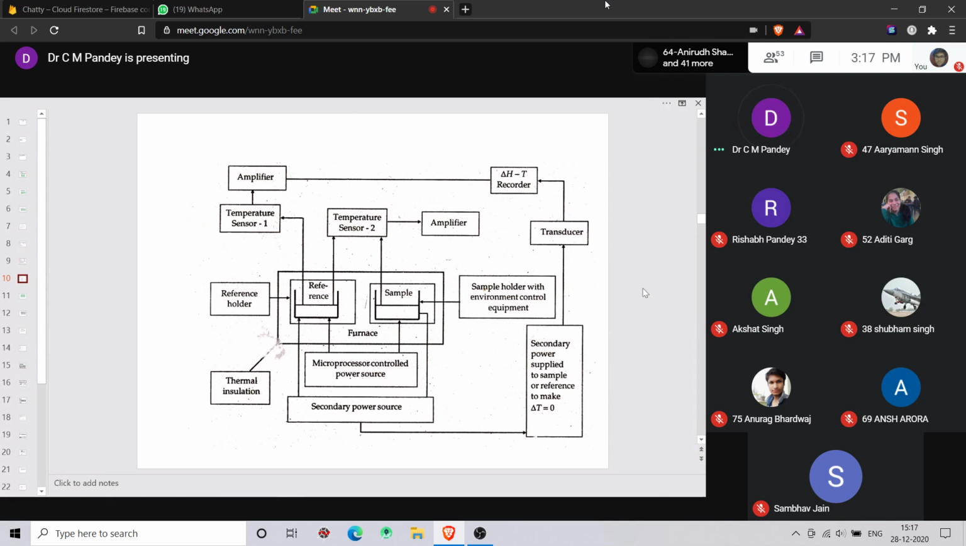So, what is the role of secondary power source in DSC?